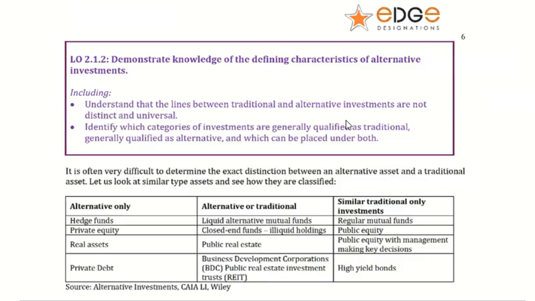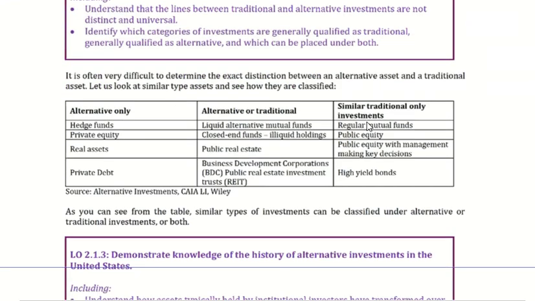Over the page, top of page 6, we look over here, learning objective 2.1.2: demonstrate knowledge of the defining characteristics of alternative investments. And we have touched on this a little bit earlier on, but let's take a look again. Remember, we are always going to be breaking down our alternative assets into the 4 major groupings: hedge funds, private equity, private debt, and real assets.